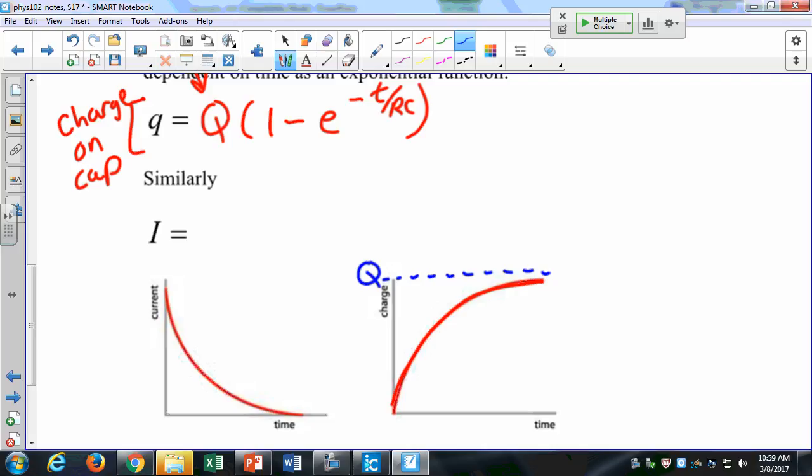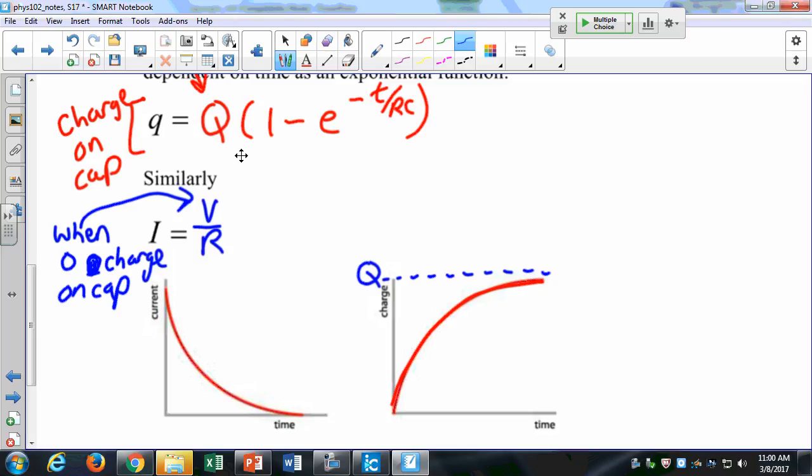The current, on the other hand, is going to look like this. It's V over R. That's your maximum current. This current occurs when there's 0 charge on the capacitor. That current occurs right here. It is our maximum current times e to the minus t over RC. All right, so what we see here is a growth exponential because it's increasing, and then a decay exponential because it's decreasing.